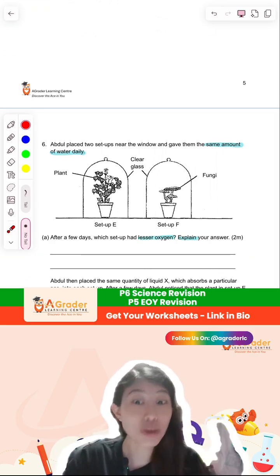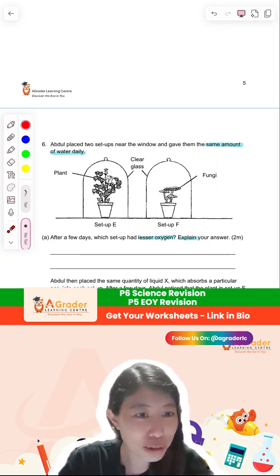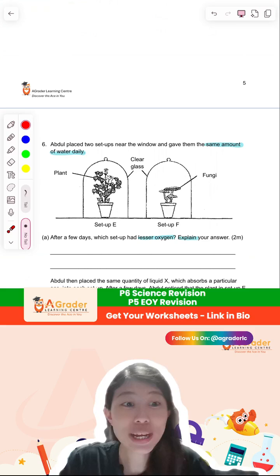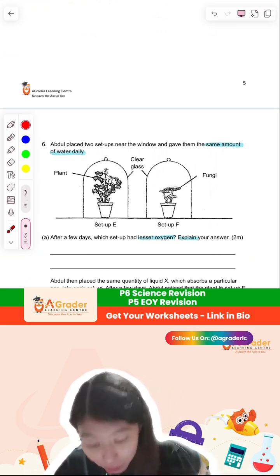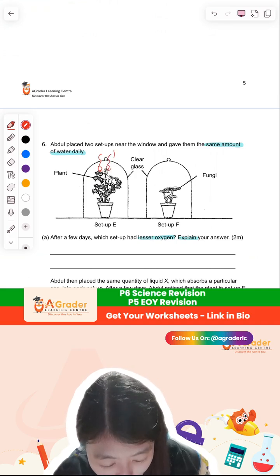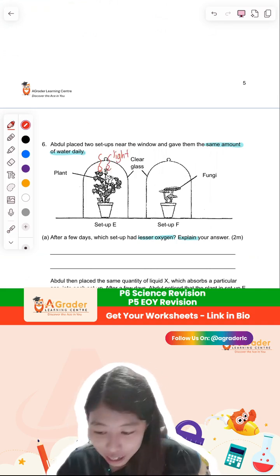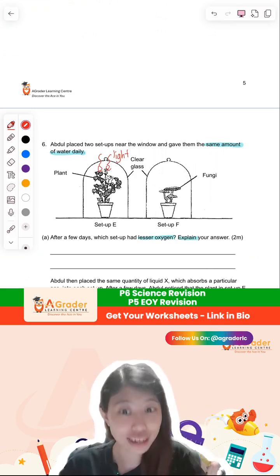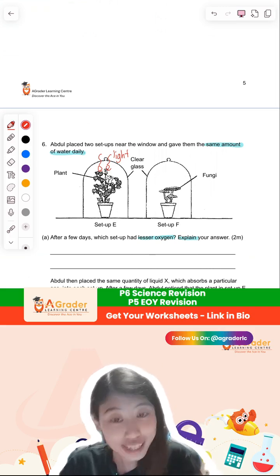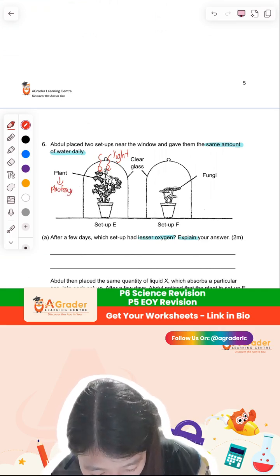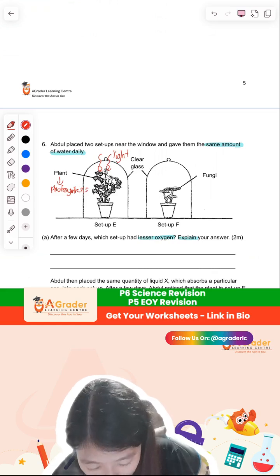Yes, one of it is a plant and one of it is a fungi. Very good. So if it is a plant, because setup E has a plant, right? Because it's clear glass, light can enter. And when light enters, the plant can absorb or trap light to make food during photosynthesis. So the plant can go through photosynthesis. They can make its own food.